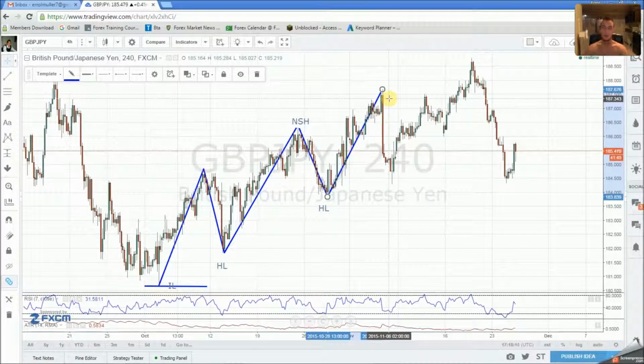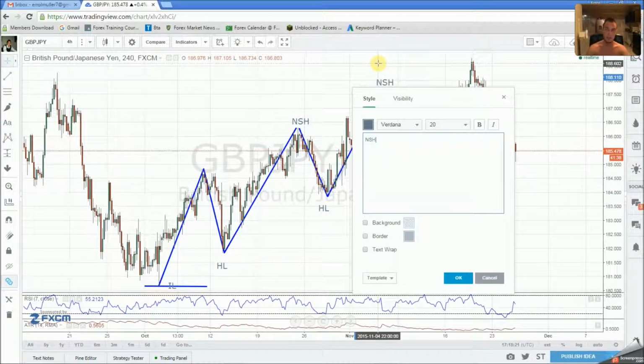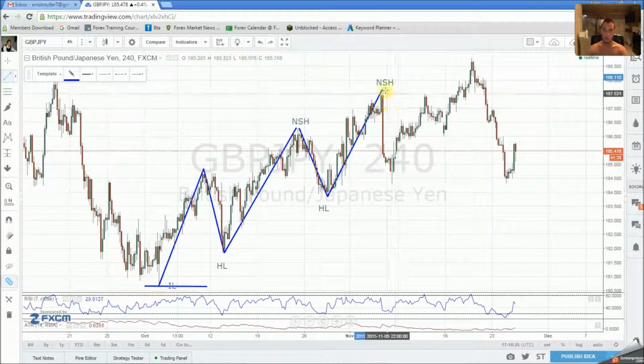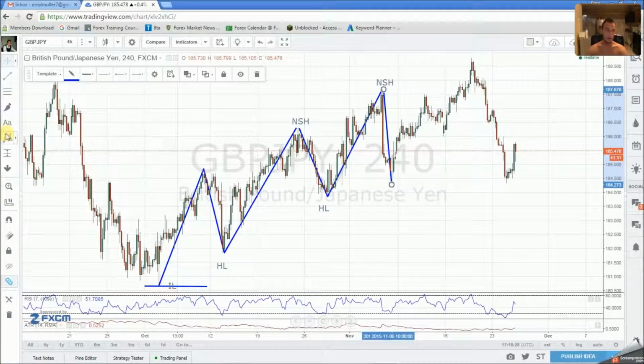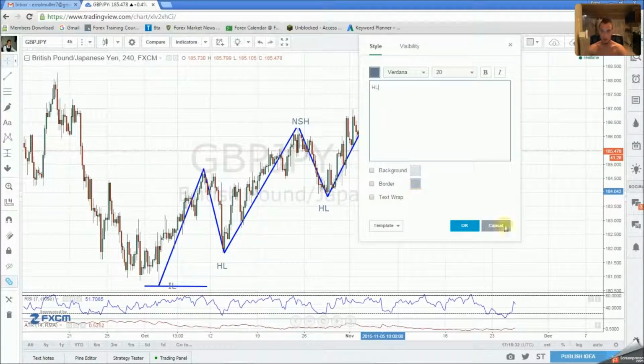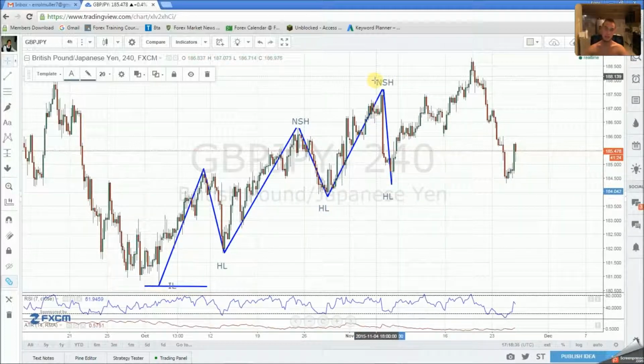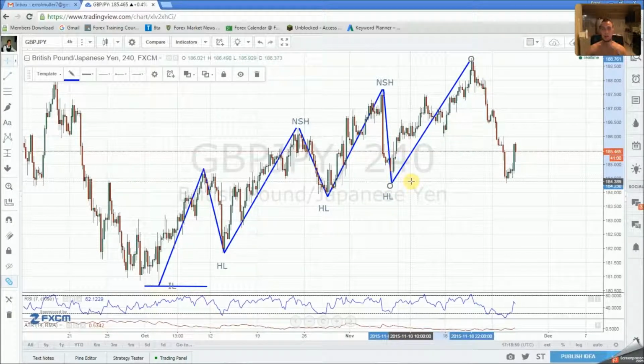The market's continuing its trend continuation. We managed to put in a new structure high, NSH. Market retraced again, giving us a higher low, because this low is higher than this low. What happened was, we put in a new structure high. Where did we pull back to? Previous structure resistance now becomes support. The market did not turn exactly at the previous structure resistance. The market managed to push through that, not by far, and look at what happened. We put in a new structure high.